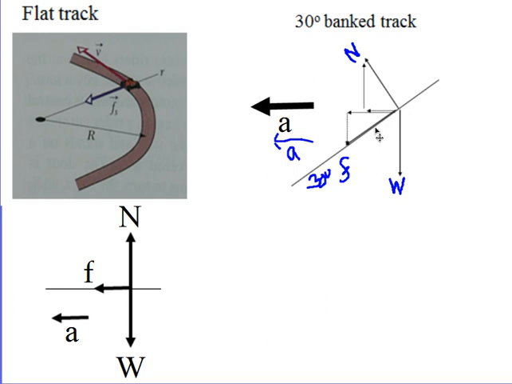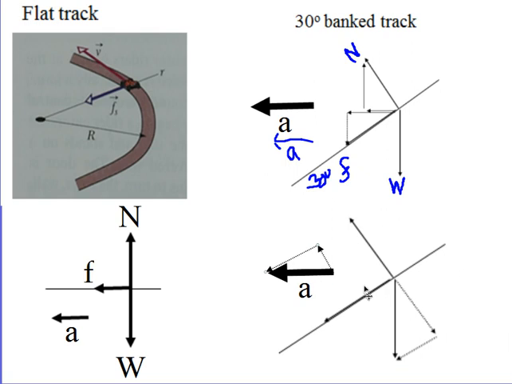That's not the only way to do it. I think it is the most reasonable way to break your vectors, all the vectors going parallel to this acceleration and all the vectors going perpendicular to that acceleration. But it is also possible to do the same problem and deal with all the vectors going parallel to the track, in which case you would have a component of the weight, and all the vectors going perpendicular to the track, again a component of the weight and the normal.